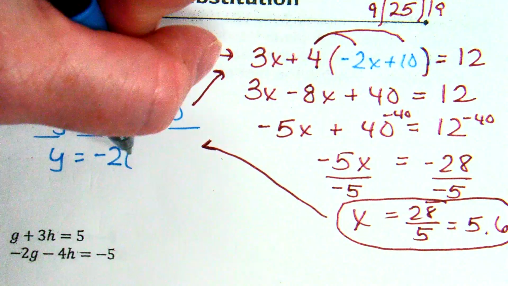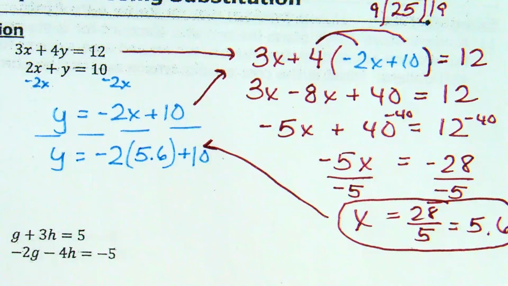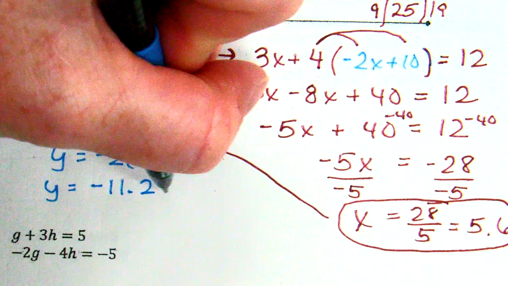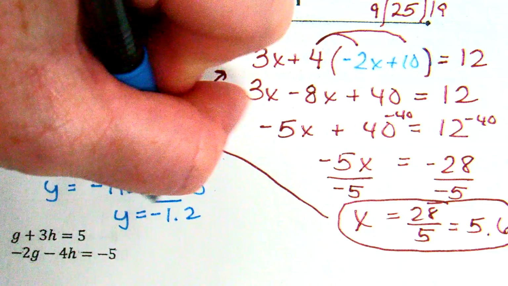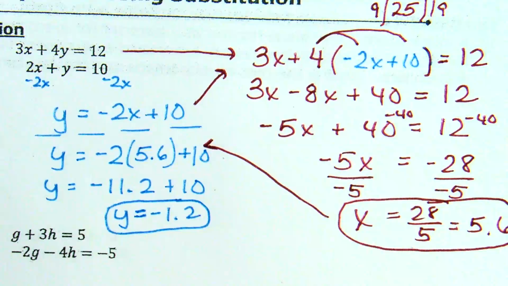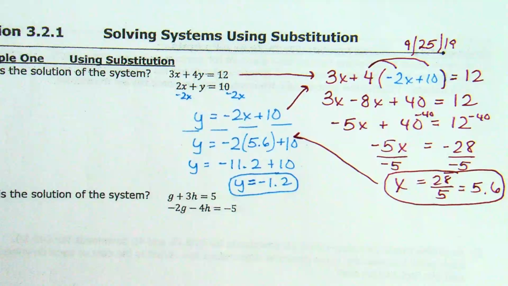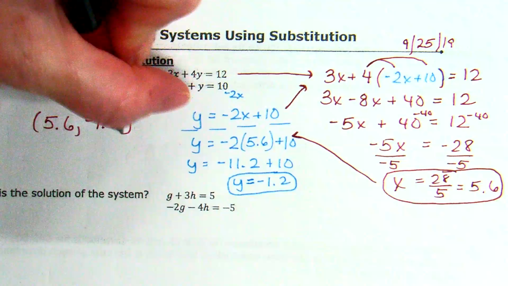Negative 2 times 5.6 plus 10. Negative 2 times 5.6 is negative 11.2 plus 10, negative 1.2. Best practice. How do you write your final answer? Ordered pair. So, 5.6 comma negative 1.2.